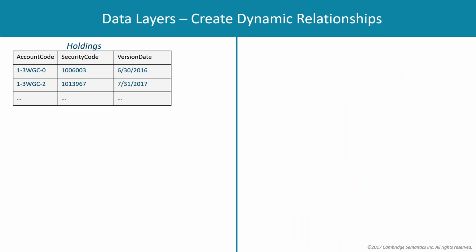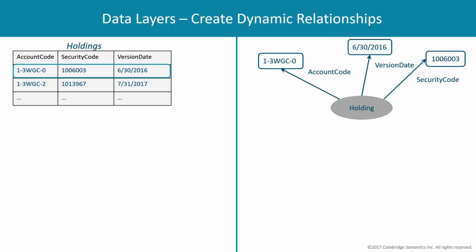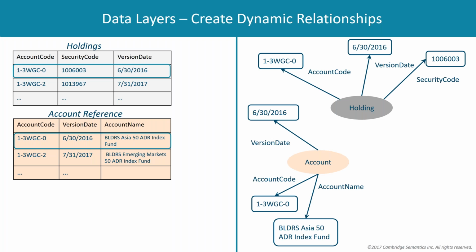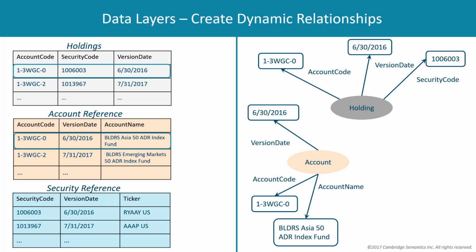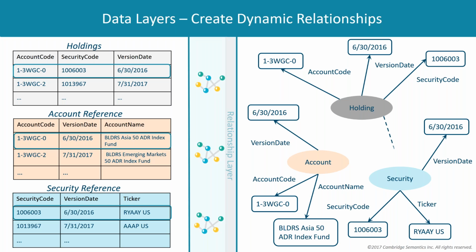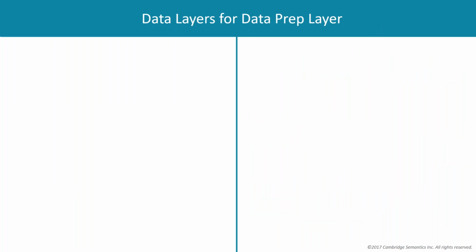So here's just another example from scratch. An example from a financial services use case where you have a holdings table, which automatically generates a little bit of the holding knowledge graph. One row is represented there. Now you have an account reference, and it generates its bit of the knowledge graph. Now you have a security reference, and it generates its piece of the knowledge graph as well. And then finally, we add in our relationship layer that ties these things together. So this is what the end-to-end process looks like for generating the knowledge graph.